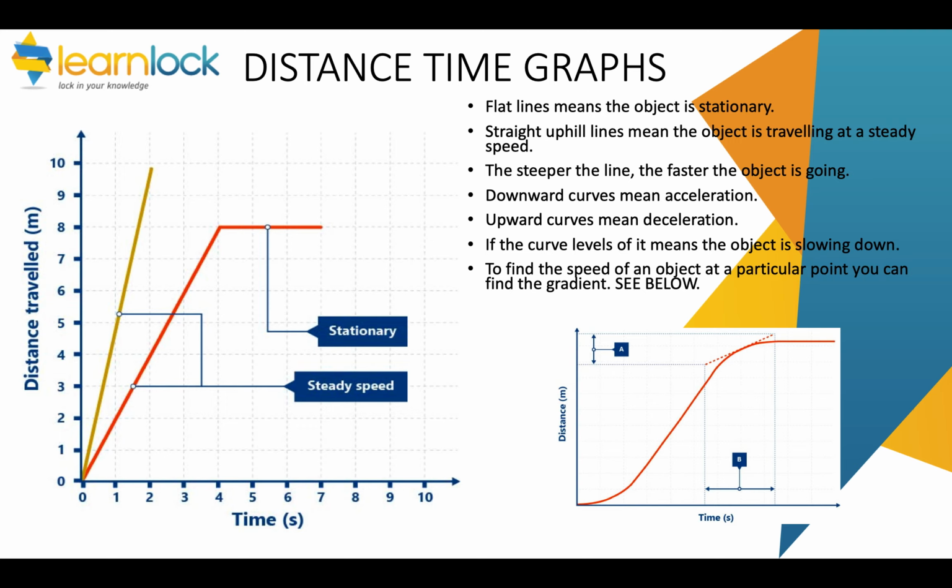When it curves downwards, that means acceleration, and when it curves upwards, it means deceleration. If it levels off, it means it's slowing down. If you want to find the speed of an object at a particular point, you would just find the gradient, as shown below in the diagram, to find out distance divided by time to give you speed.